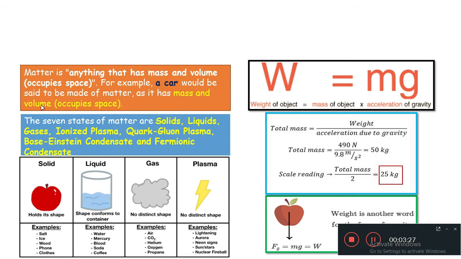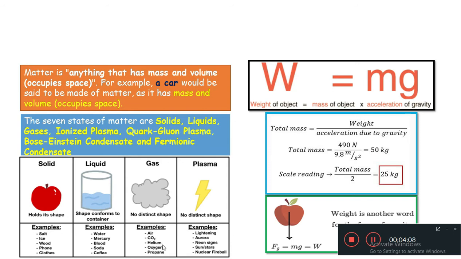The 7 states of matter are solid, liquid, gases, ionized plasma, quark-gluon plasma, Bose-Einstein condensate, and fermionic condensate. So normally we see only solid, liquid and gases, but apart from this there are so many other states of matter. So first let us stick to solid, liquid and gases alone for this video. Solid, examples: salt, wood, phone, cloth, etc. Liquid: water, mercury, blood, soda, coffee. Gas: air, carbon dioxide, helium, neon, oxygen, propane.